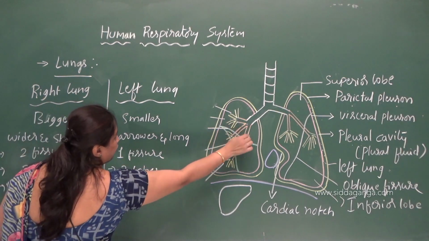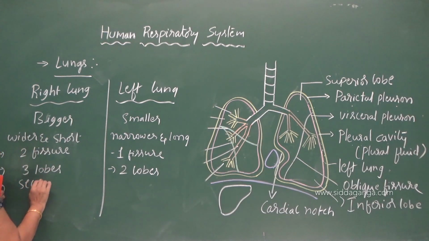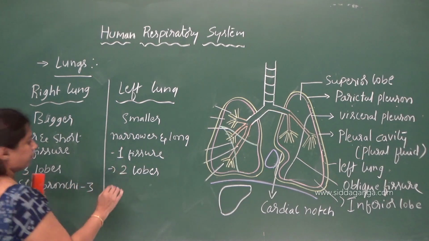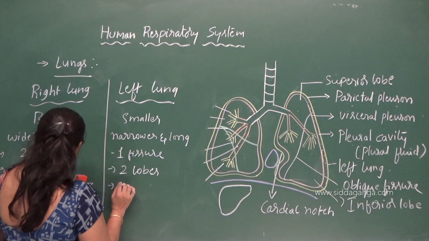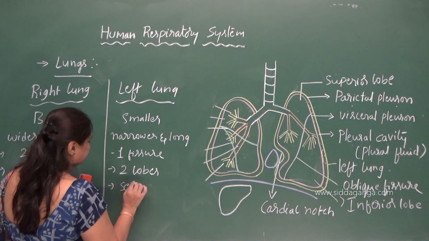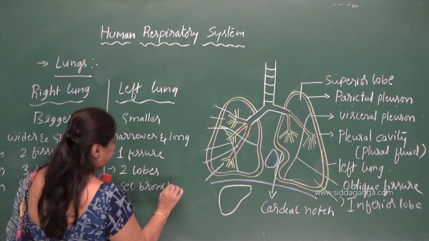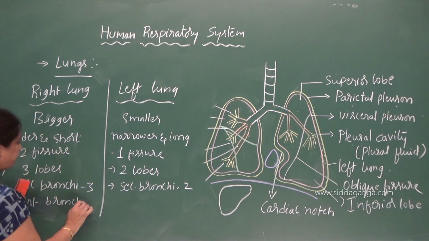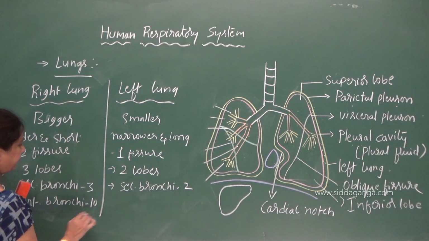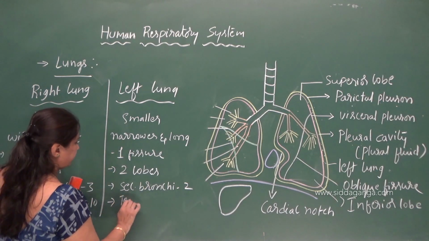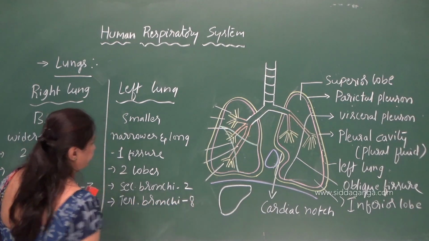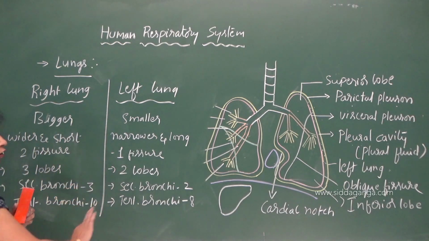What is the number of secondary bronchi in the right lung? The number of secondary bronchi in the right lung is 3. The number of secondary bronchi in the left lung is 2. Number of tertiary bronchi in the right lung? 10. The number of tertiary bronchi in the left lung is 8. Okay, so you have to remember all these points.